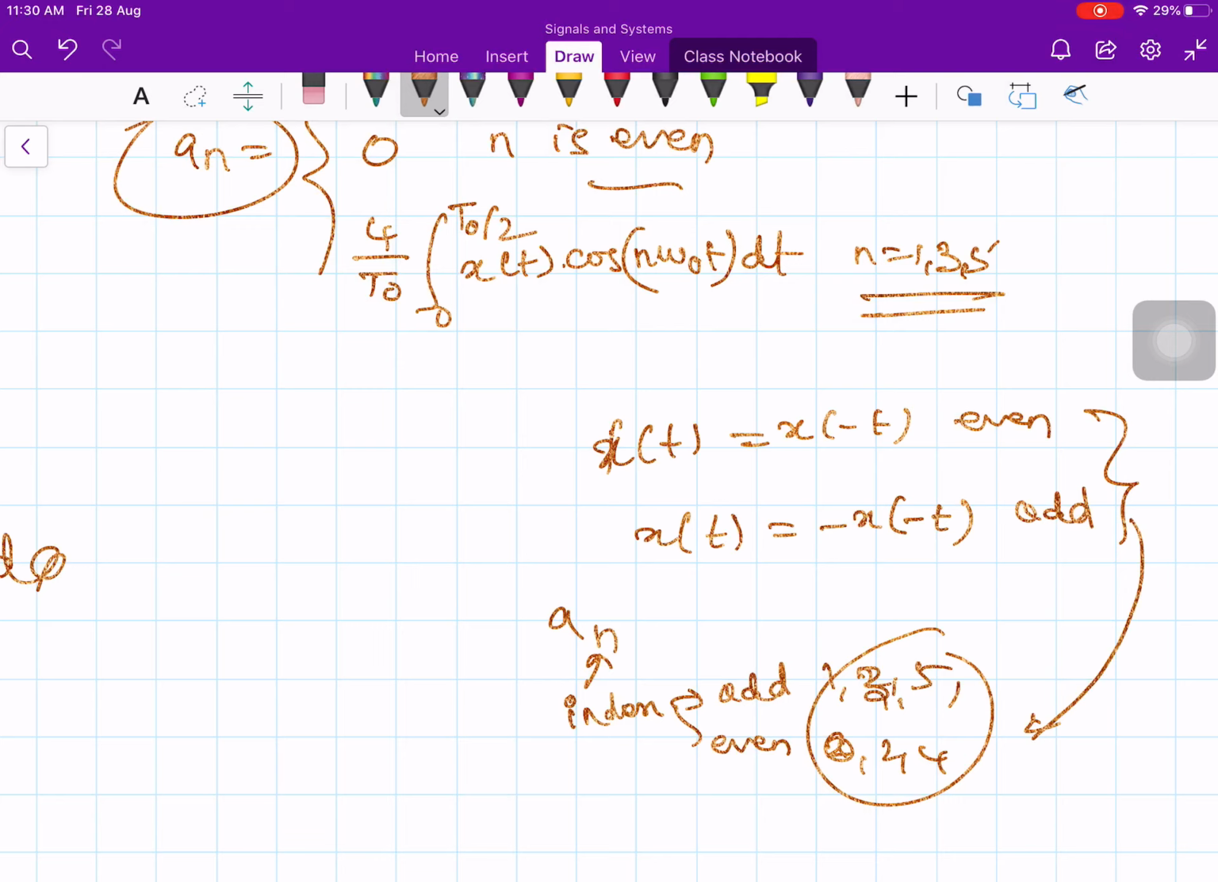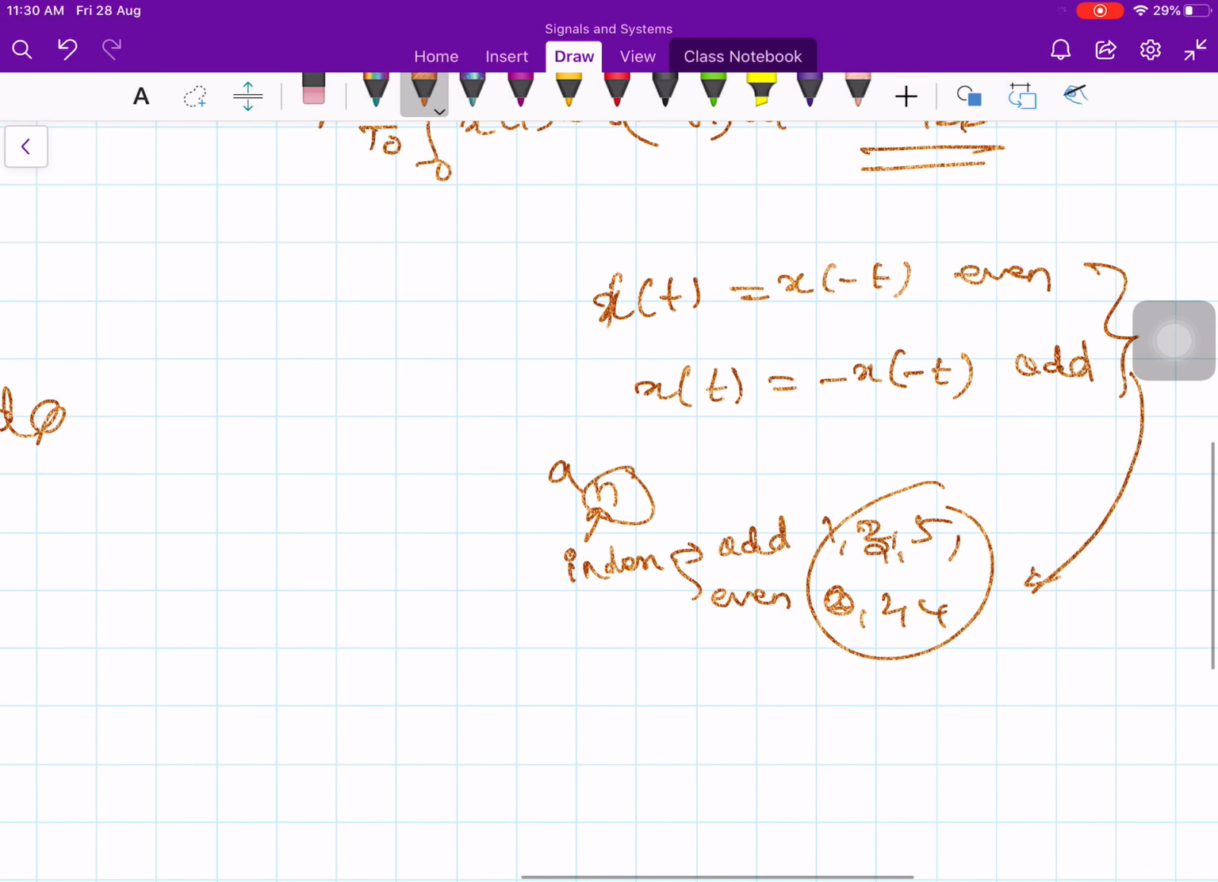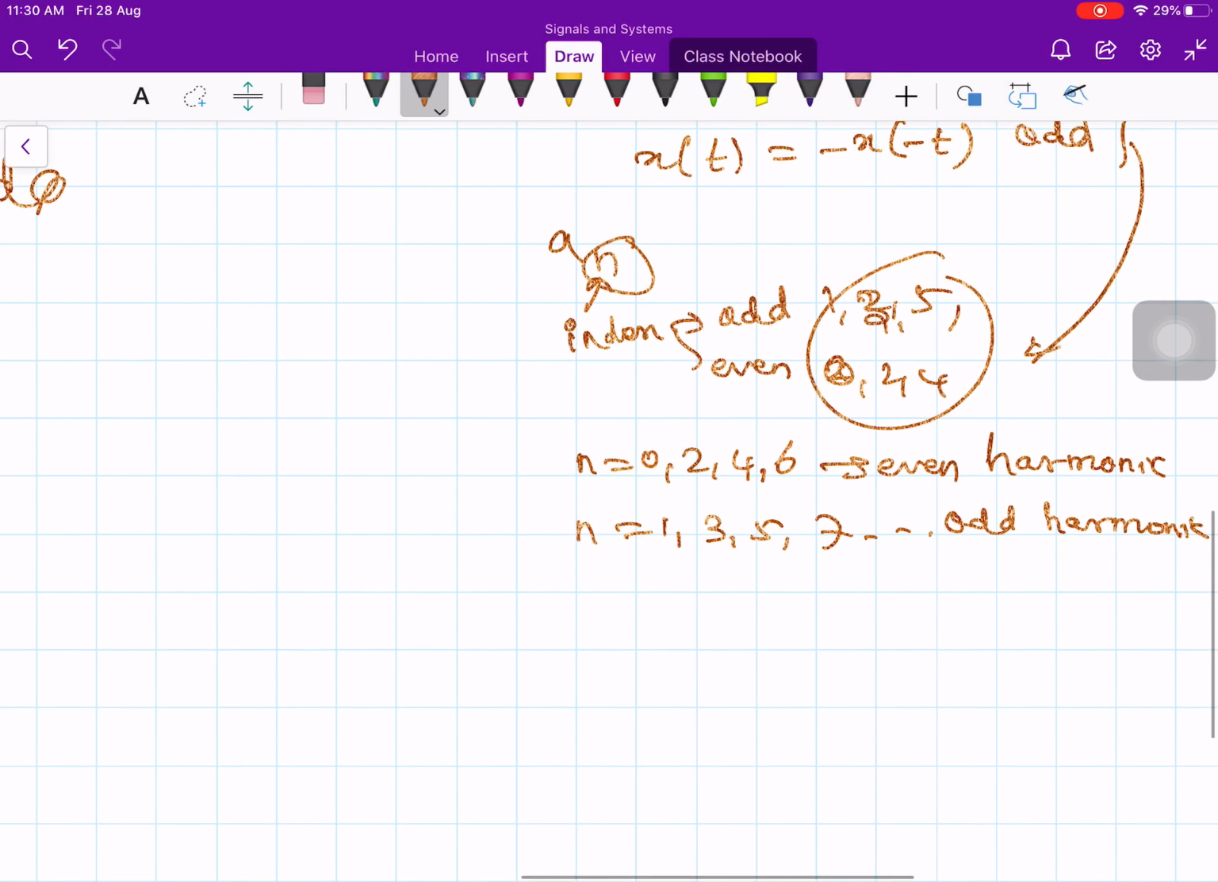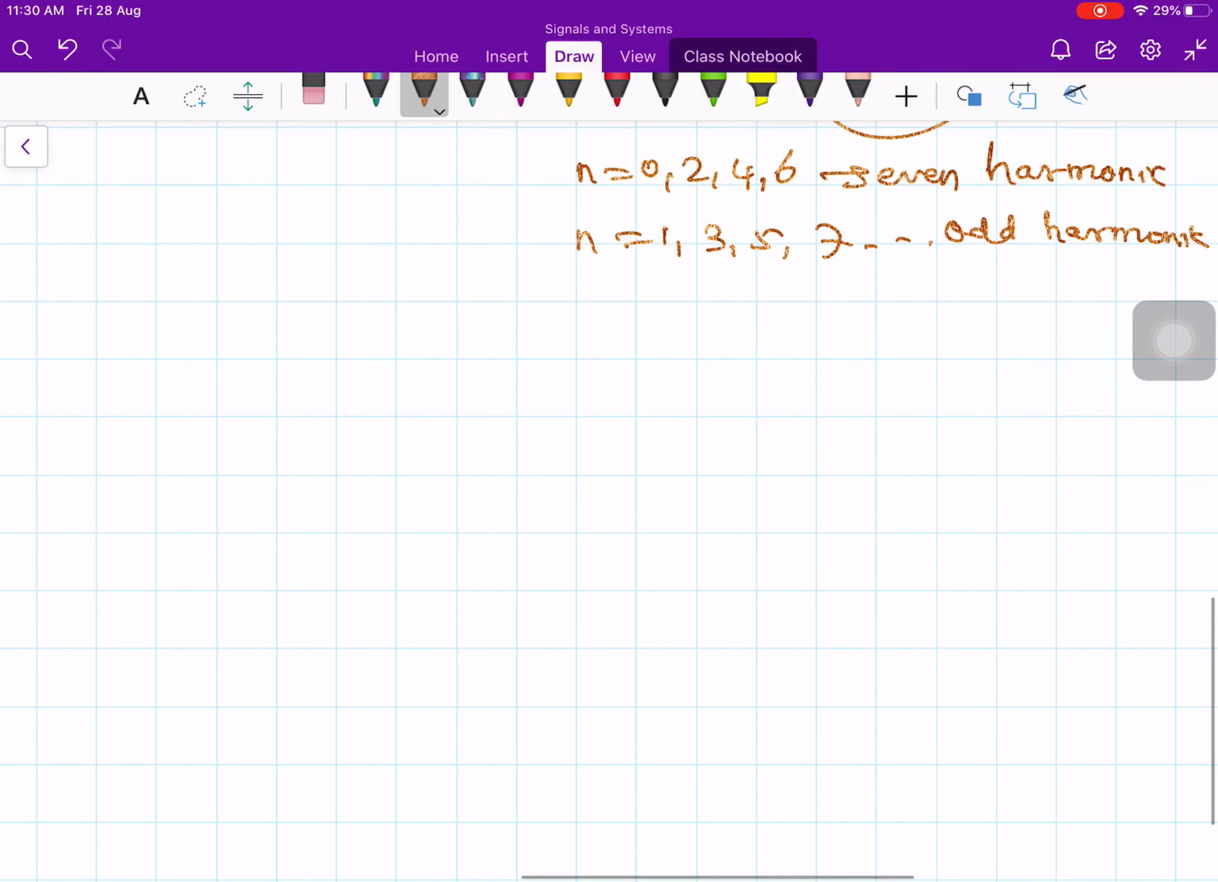So this indicates index, a n, that n is the index. So we have second harmonic, fourth harmonic and so on. These are all called even harmonics. So when n is equal to 0, 2, 4, 6, then it is even harmonic. And when n is equal to 1, 3, 5, 7 and so on, this is odd harmonic, that's all. So harmonic is different from even function and odd function, so please don't get any confusion. That is one point I would like to point out here.